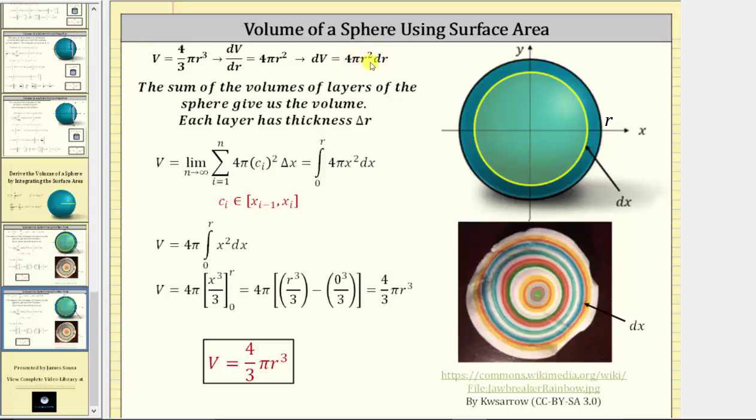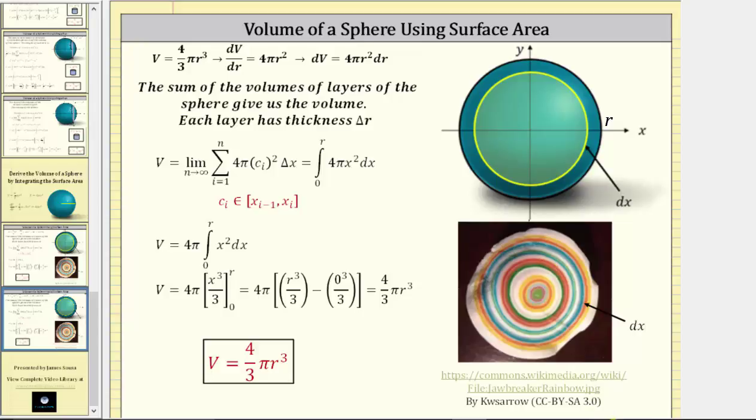So 4 pi r squared times differential r gives us the change in the volume, which is the volume of one layer or one shell of the sphere given a small change in the radius. And therefore, the sum of the volumes of the layers of the sphere will give us the total volume, where again each thickness or layer of the sphere is equal to differential r or delta r. To better understand this, if we take a look at the picture of the jawbreaker here, it should make sense that if we determine the volume of each layer of the jawbreaker, then the sum of the volumes of the layers will give us the total volume of the jawbreaker.